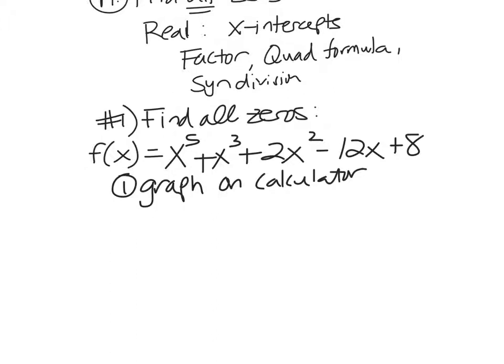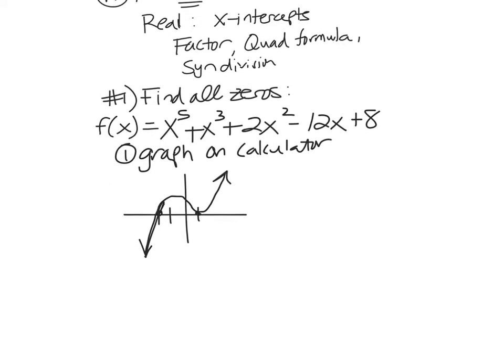So we're going to graph on our calculator, and we're going to find the zeros. All right, so when I graphed it on the calculator, it goes through negative 2. And then what happens at 1 there? It's a double, right? It's a double at 1. Okay. So I have found three zeros already just by graphing on my calculator. So I have found that x equals negative 2 is a zero, and x equals 1 is a zero with a multiplicity of 2.